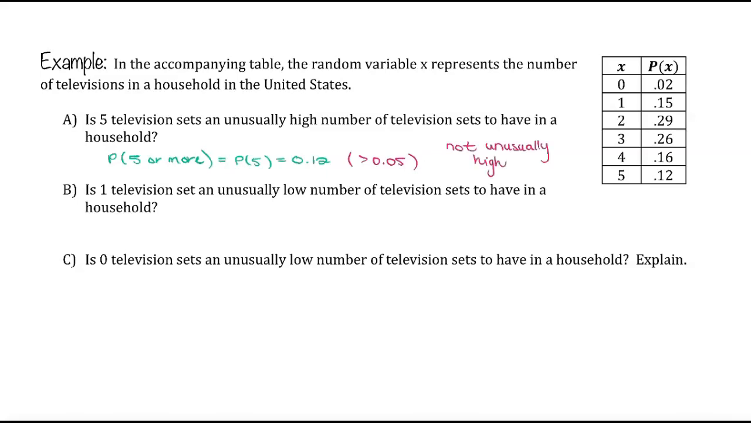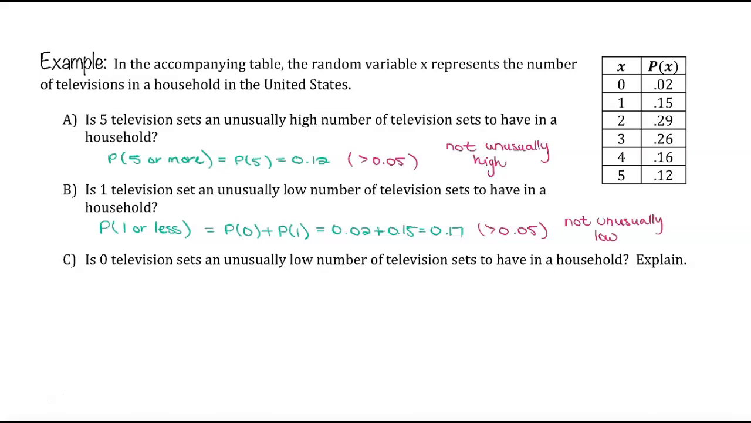Now let's determine if one television set is unusually low. To do that, we need to find the probability of 1 or less and see if that value is less than or equal to 5%. To find the probability of 1 or less, we need to take the probability of 0 and the probability of 1 and add those together. That's 0.02 plus 0.15, or 0.17. And since this value is greater than 0.05, this is not considered unusually low.